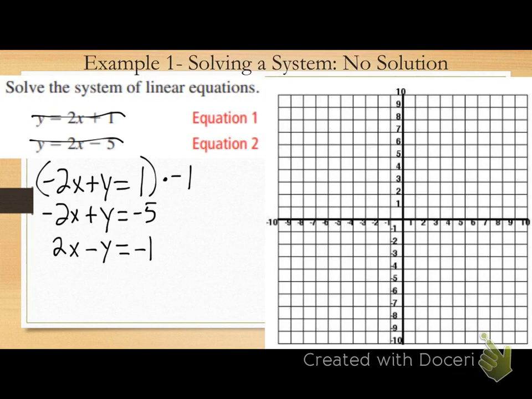Do we now have same number, opposite sign? Yes, we do. Once we have that, we can add our two equations. What's negative 2x plus 2x? What happens to the x's? They're eliminated. What happens to my y's? Y plus negative y. They're also eliminated.